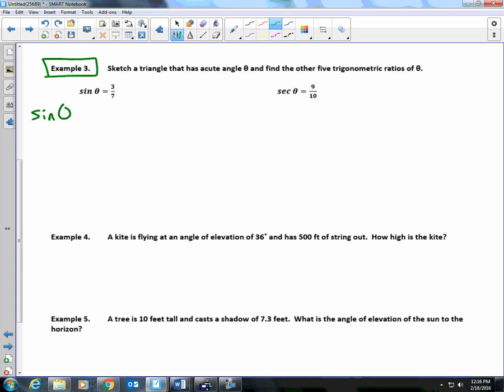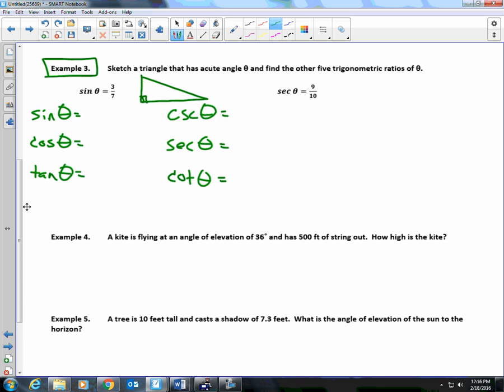So I have sine of theta, cosine, tangent, cosecant, secant, and cotangent. So I'm going to sketch a right triangle. Theta is the acute angle. And can somebody tell me how I can start to label the sides of the triangle?